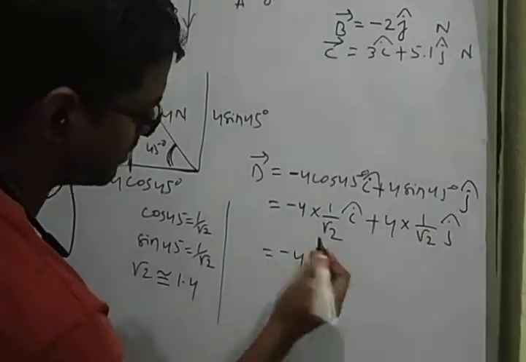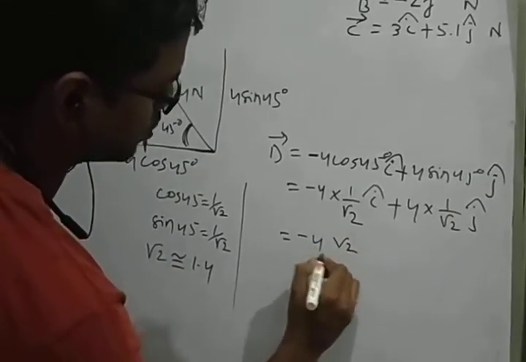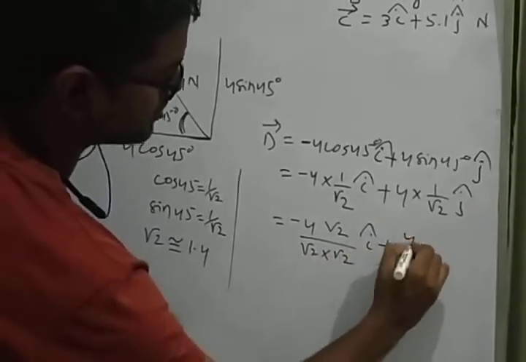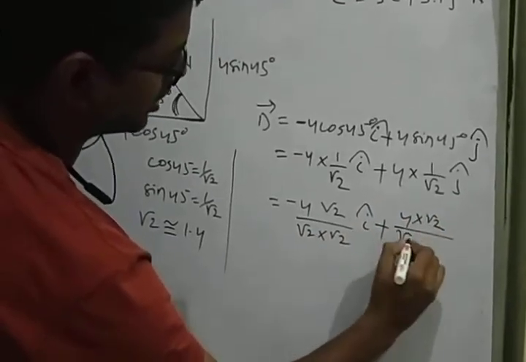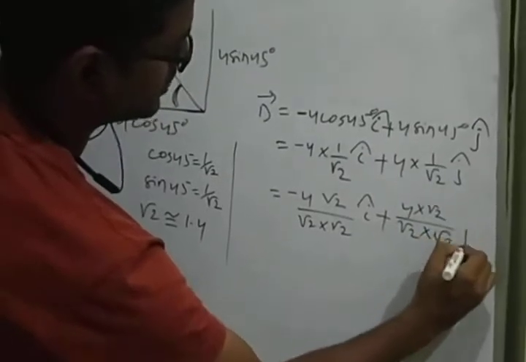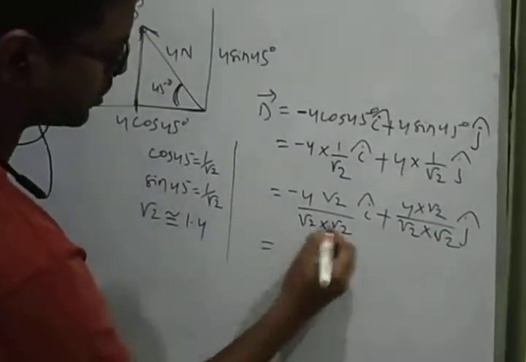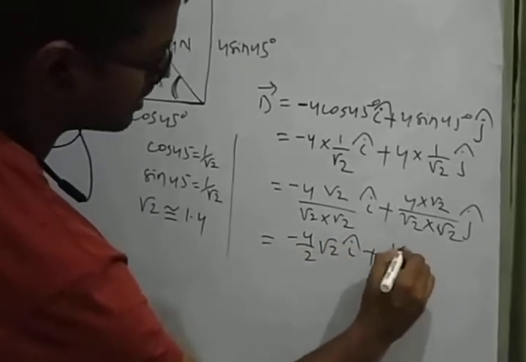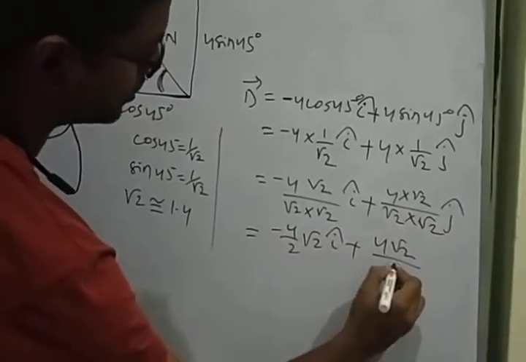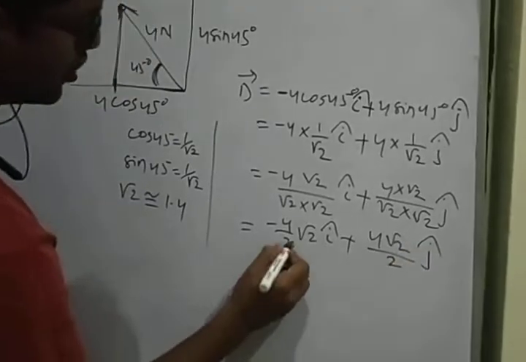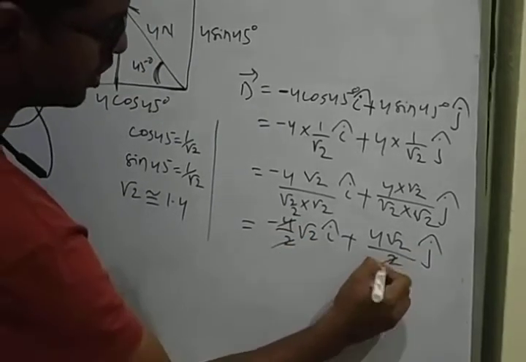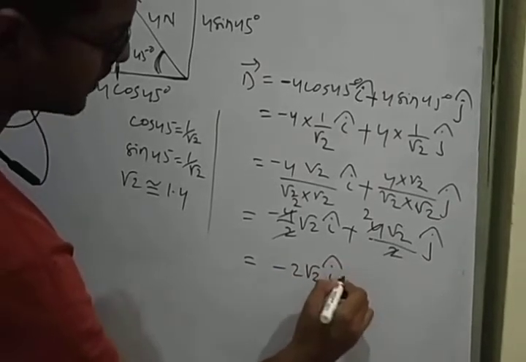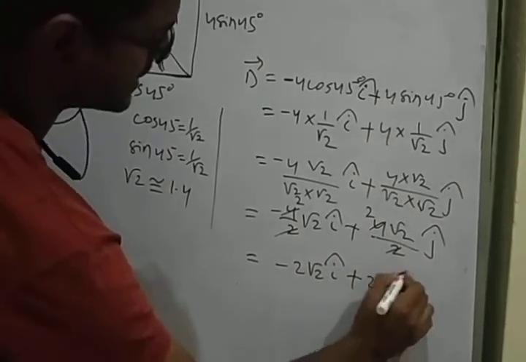I'll do a little mathematics here. I'll multiply by root 2 above and below. Now root 2 into root 2 i cap, plus 4 into root 2, root 2 into root 2 j cap. So root 2 into root 2 is 2, minus 4 by 2 root 2 i cap plus 4 root 2 by root 2 into root 2 j cap. So 2 2s are 4, 2 2s are 4. So my final answer is minus 2 root 2 i cap plus 2 root 2 j cap.